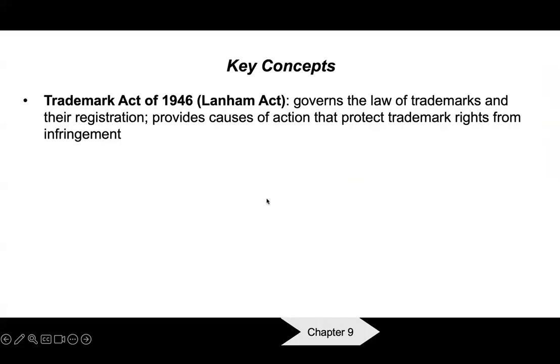Let's talk about some key concepts here to prepare you for what you can expect. One of the first things that you'll read about is the Trademark Act of 1946. This is the Lanham Act. This particular law governs the law of trademarks and their registration and provides a course of action that protects trademark rights from being infringed. Really, the whole point of this law is to protect the owner of a trademark by preventing others from using that mark without their permission or in a way that causes confusion.